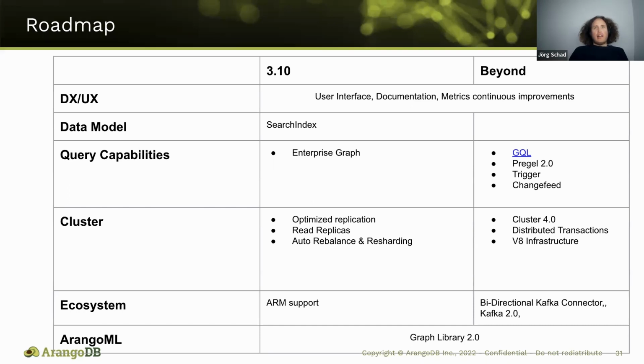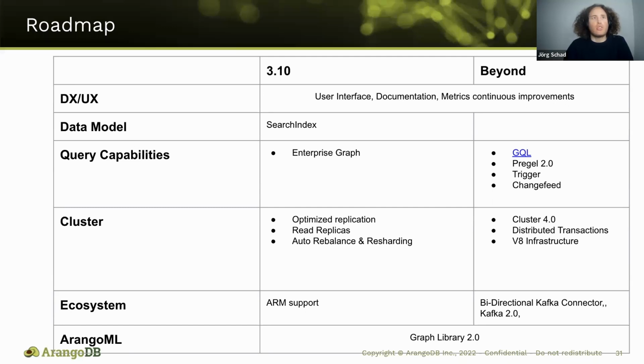Probably a very big and highly requested feature has been the ARM support. So we are already testing that heavily internally and also on our managed service Oasis. But 3.10 will come with ARM support out there. So all of those of you who are on M1 or want to use, for example, Graviton or other cloud instances with ARM, I think this is going to be a cool feature, especially as those instances are usually cheaper than the x86 ones.